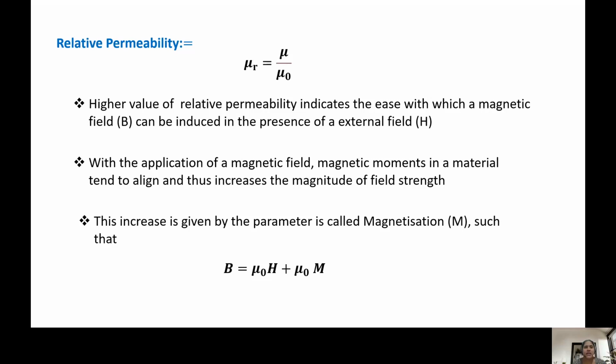And next one is the relative permeability. It is the ratio of the permeability of the medium to the permeability of the free space. A higher value of the relative permeability indicates the ease with which a magnetic field can be induced in the presence of an external field H. So a higher value of relative permeability represents how the magnetic material is responding to the external magnetic field H. And with the application of the magnetic field, the magnetic moments in a material tend to align and thus increase the magnitude of the field strength.